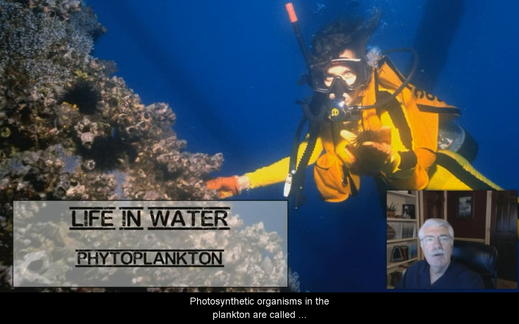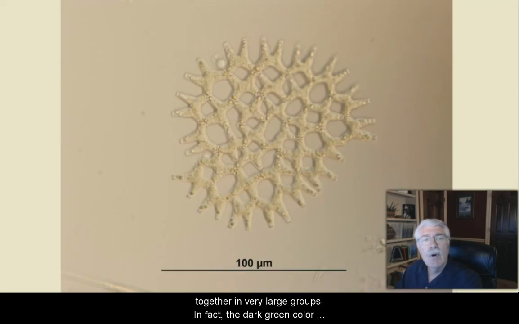Next, we'll talk about phytoplankton. Photosynthetic organisms in the plankton are called phytoplankton. They're sometimes also called microalgae because they are so small, and they are a form of algae. While most are far too small to be seen without a microscope, they can grow together in very large groups.